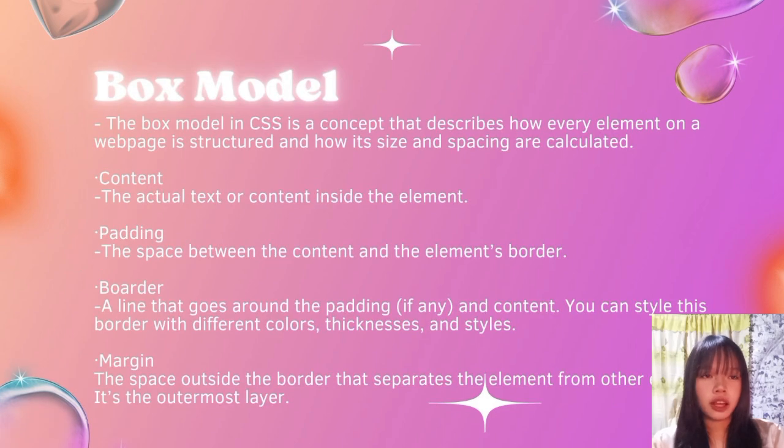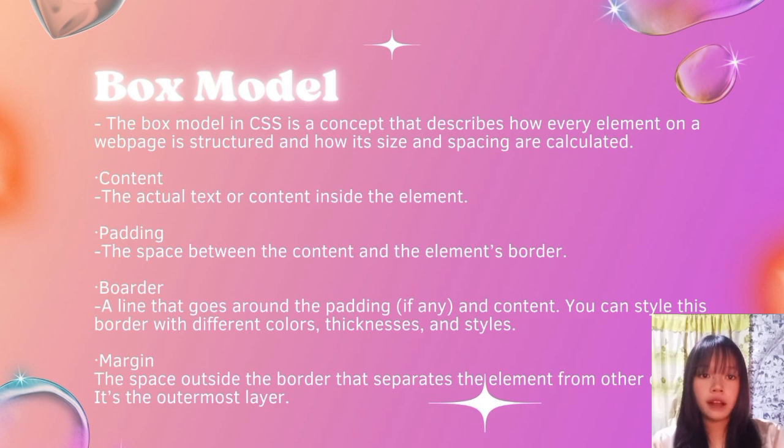Last and foremost, we have what is called the box model. The box model in CSS is a concept that describes how every element on a web page is structured and how its size and spacing are calculated. Content is the actual text or content inside the element, the body itself.